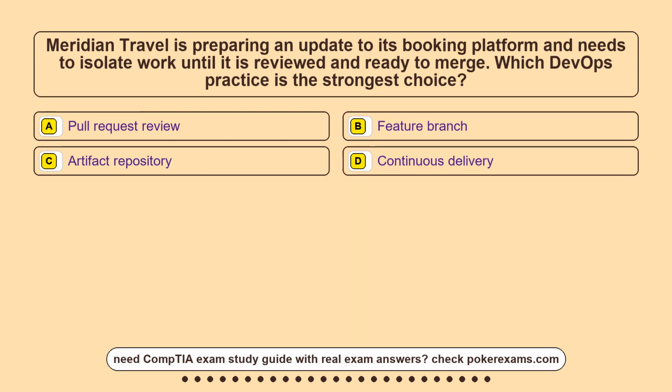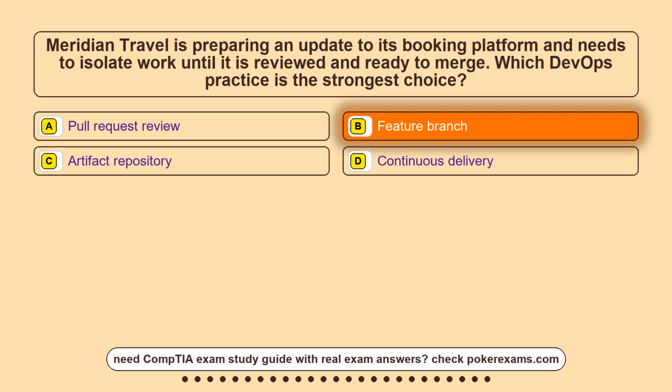Question 21. Meridian Travel is preparing an update to its booking platform and needs to isolate work until it is reviewed and ready to merge. Which DevOps practice is the strongest choice? Option A, pull request review. Option B, feature branch. Option C, artifact repository. Option D, continuous delivery.